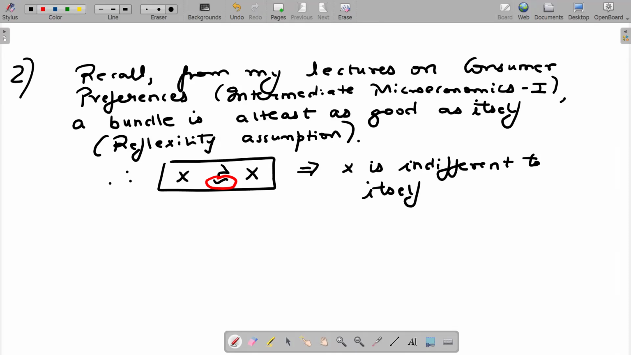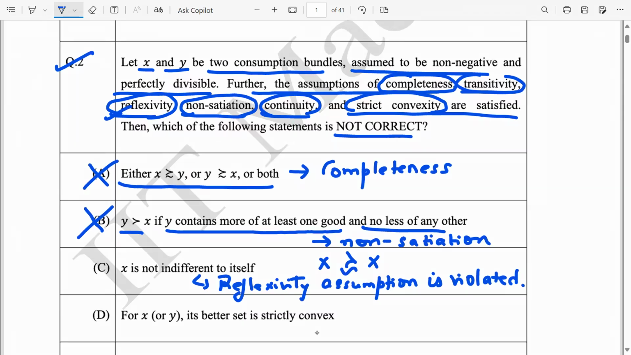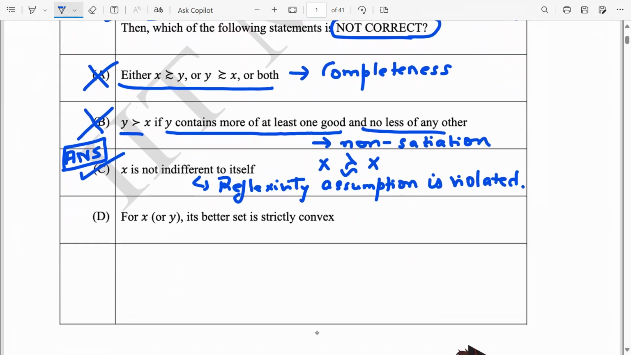That means, coming back to the question paper, this is the statement which is not correct. That means this is my answer, because we had to choose the statement which is not correct. Option C is my answer, because this statement is not correct. If you look at option D, that's correct. For X or Y, its better set is strictly convex. We have already shown this, that if you take any set X, its better set will always be strictly convex.